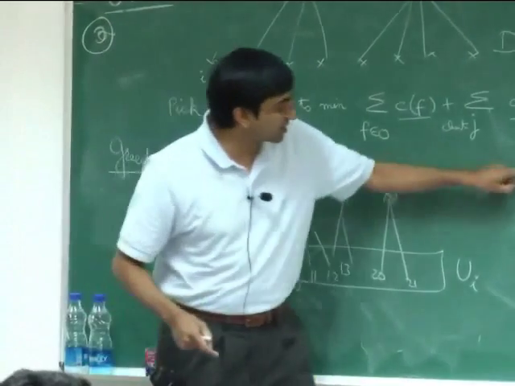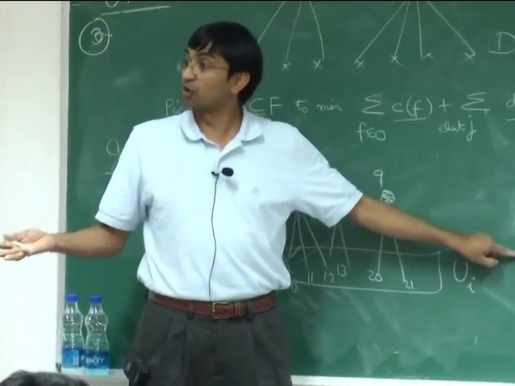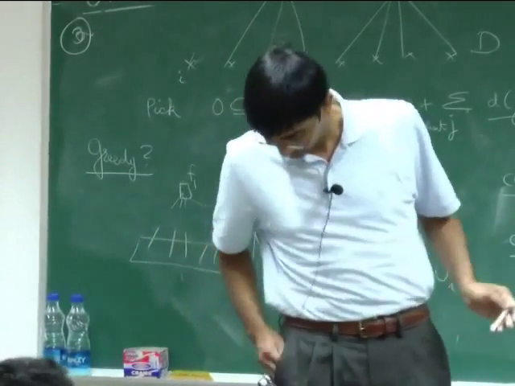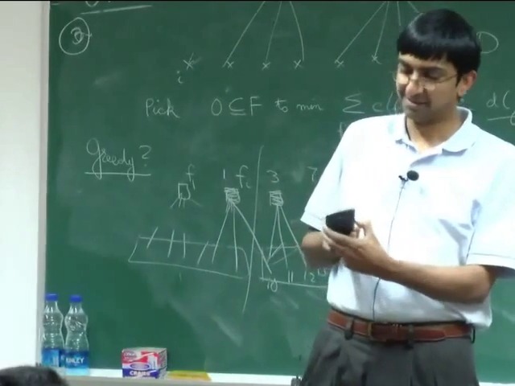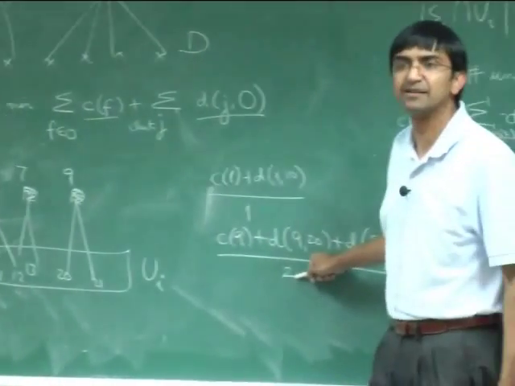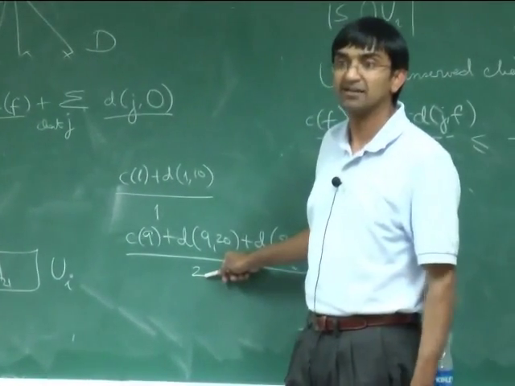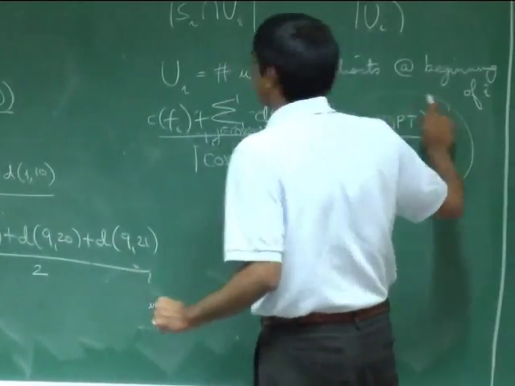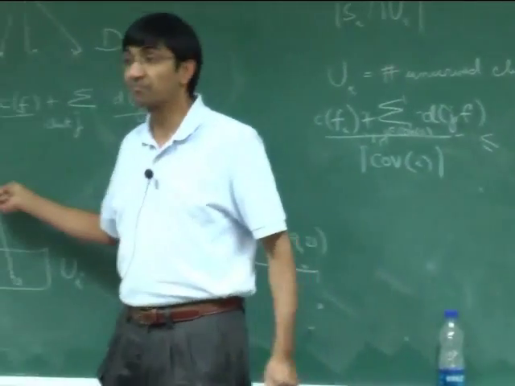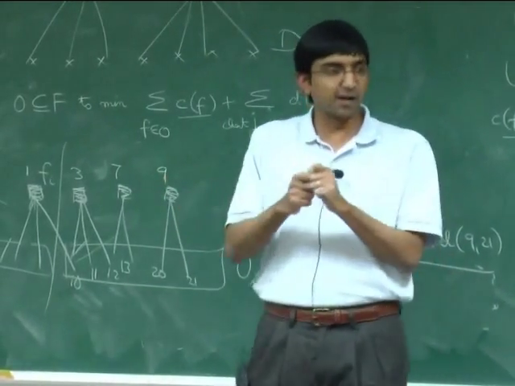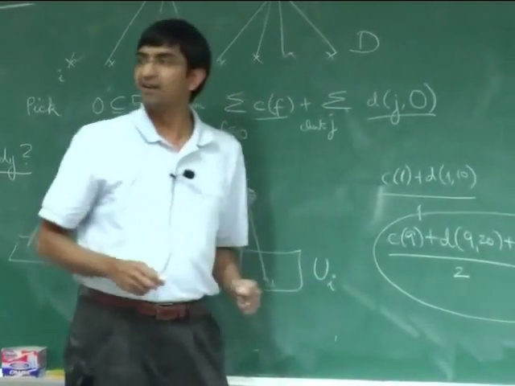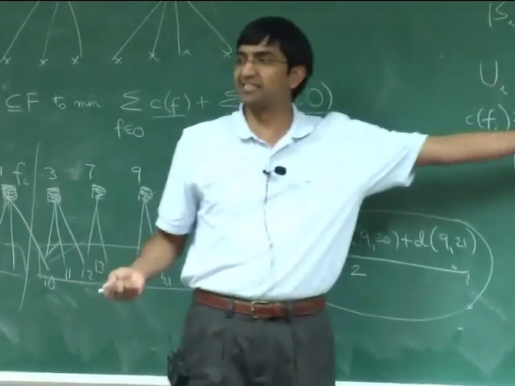Excellent. If you sum all these numerators, what do you get? Cost of opt. Sorry, that's my phone. So you get the cost of opt. But if you sum all the denominators, what do you get? UI. Great. So we got exactly what we want on the right hand side. So if you picked any one of them, and you just figured out whoever has the best value of this ratio, it's less than or equal to opt's ratio.